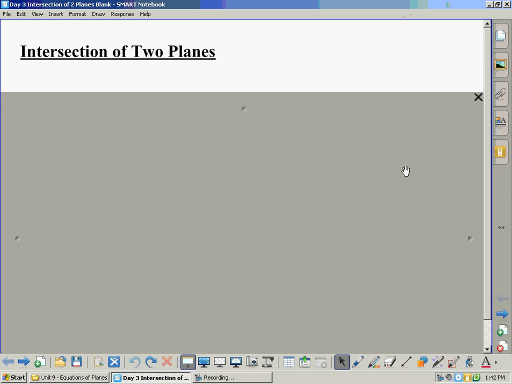Okay, so today we're going to try and investigate the intersection of two planes. This is a bit of a challenge for me to do in the video because I like to demonstrate a lot using my hands. So maybe I could ask our supply teacher to help visualize some of the stuff.